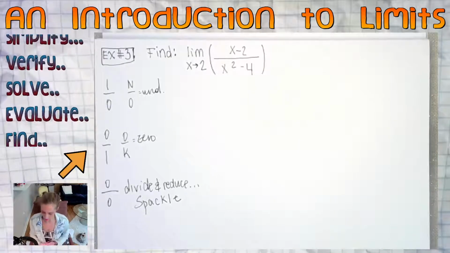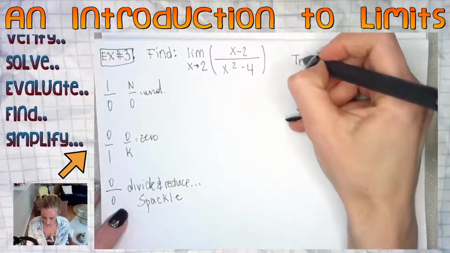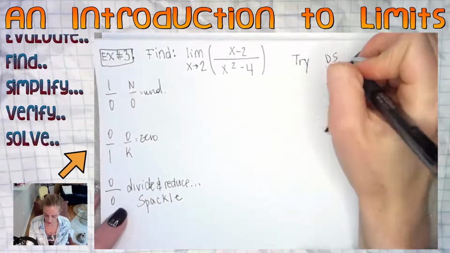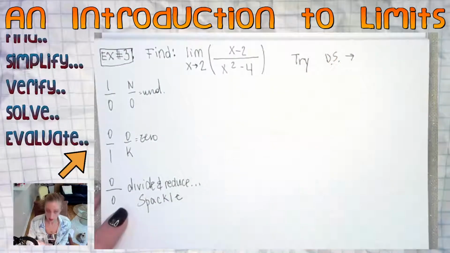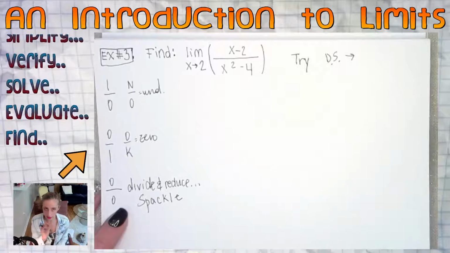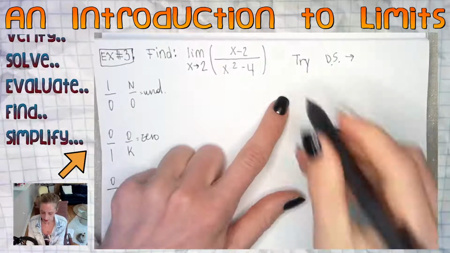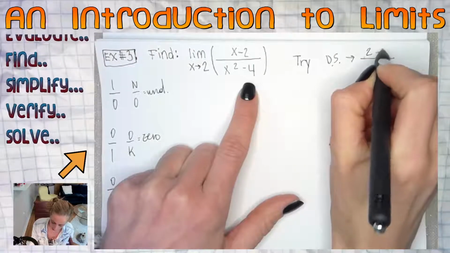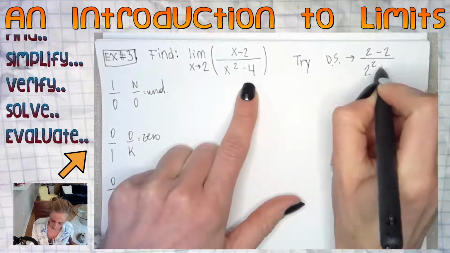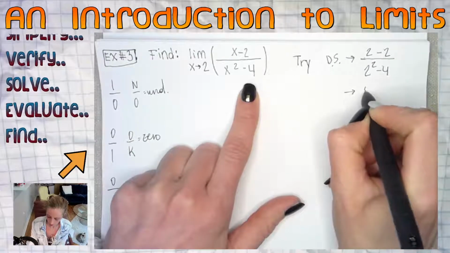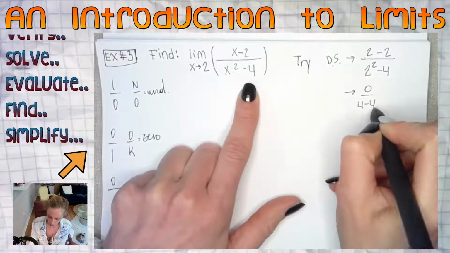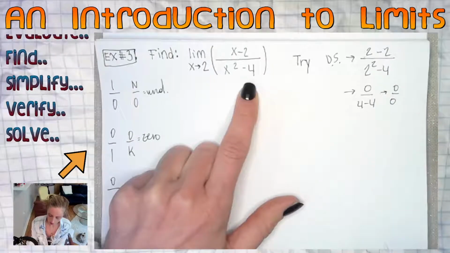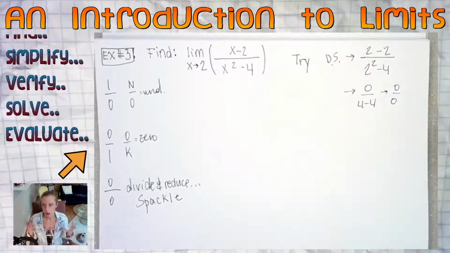All right, here in this example, if we try direct substitution first, DS, I'll abbreviate, what do we get? Well, that means I'm finding the limit, so I don't write LIM in front. For my next step, I will have 2 minus 2 over 2 squared minus 4, which is 0 over 4 minus 4, which is 0 over 0. So there we go. Yet again, we have our little division sign.